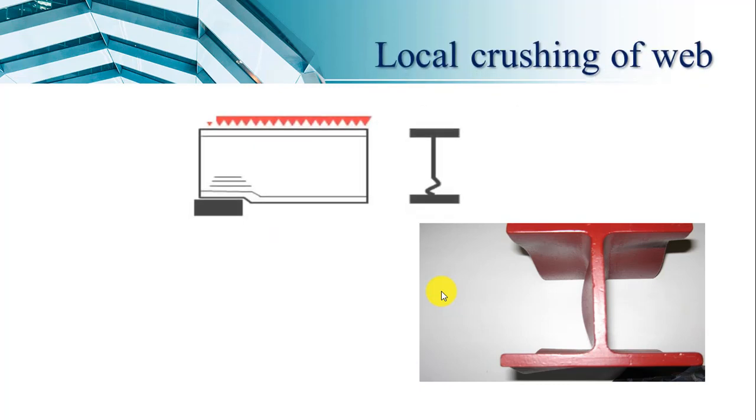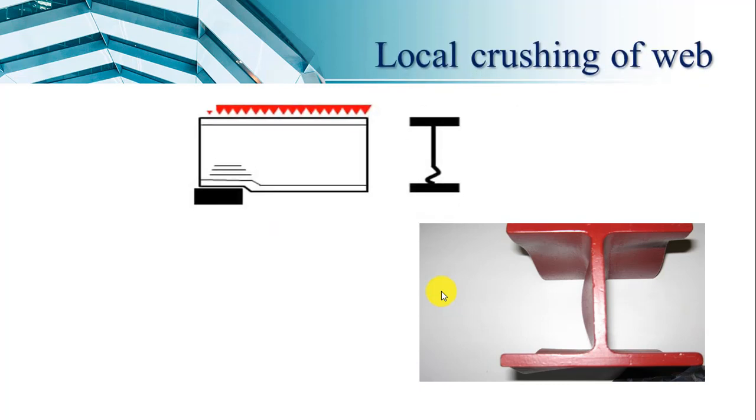Then local crushing of the web. Now what does local crushing mean? At the end, at the support of the beam, because of the applied load or because of the reaction which is getting developed, some portion of this web can get crushed, or only some portion of the web can get buckled, which is called local crushing of the web. Only some portion is getting buckled, that is the local crushing.